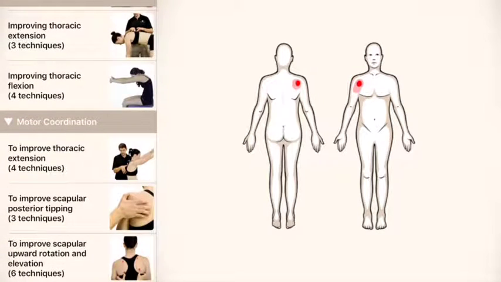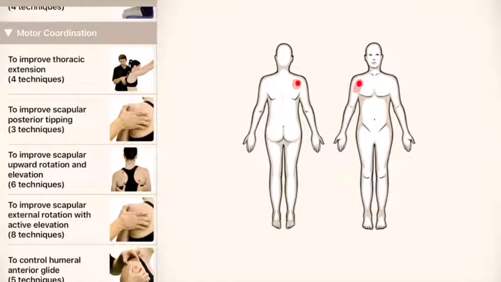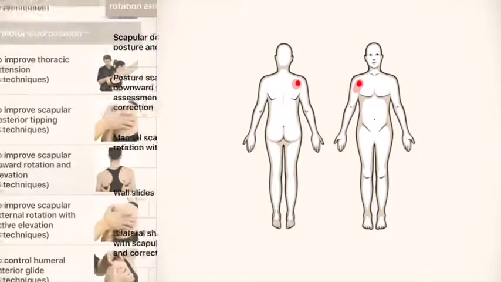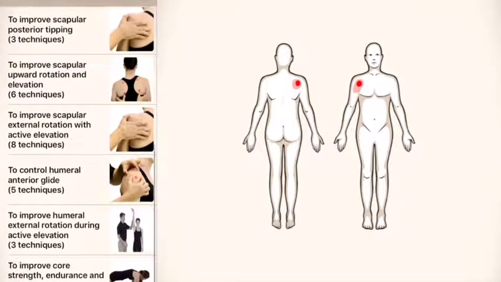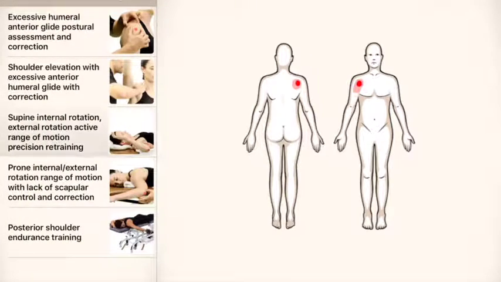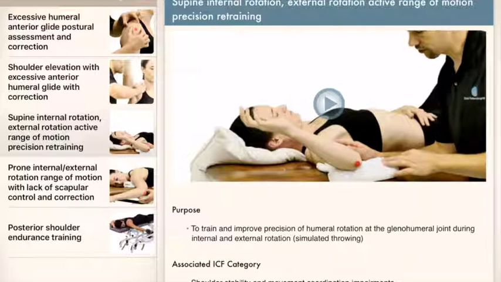And for motor coordination, how do we improve the position of the scapula? How do we improve the function of the scapula? You can see a number of different exercises here. And how do I improve precision of the throwing motion? This is a test to observe faulty movements and also a treatment.